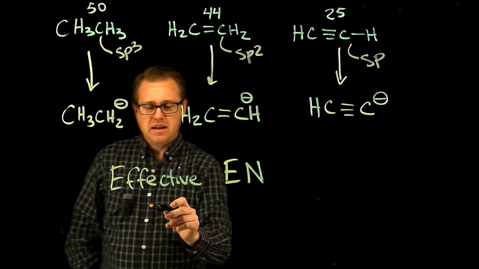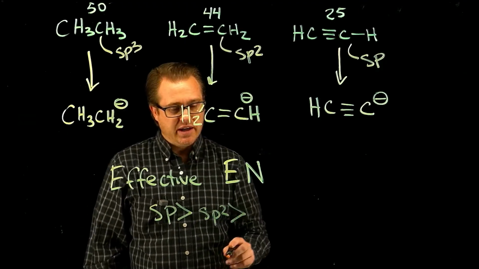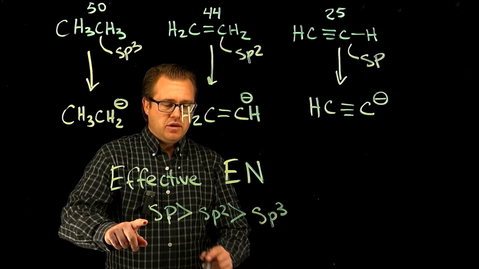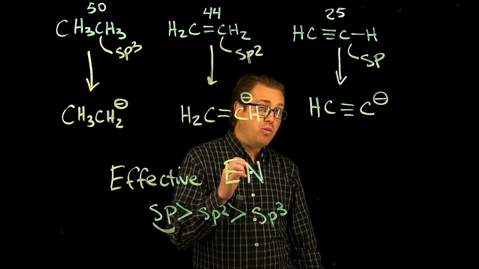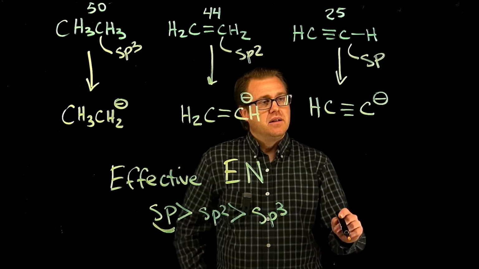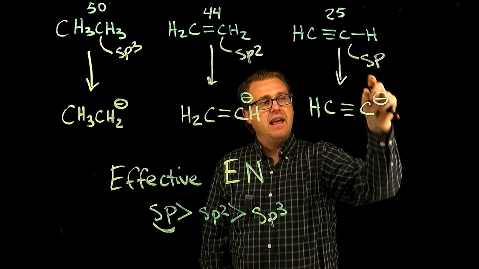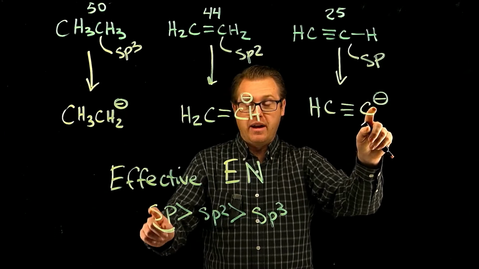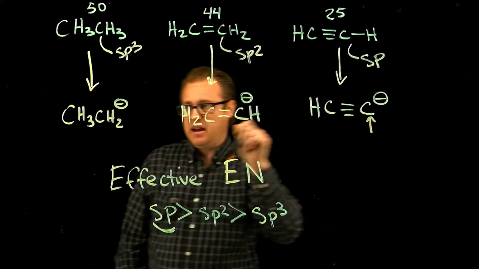What happens is the sp is more electronegative than the sp2, which is more electronegative than the sp3. So that's saying the sp is more electronegative. But we don't use that word just electronegative. We have to say effective electronegativity. And since this conjugate base came from an sp, that means this negative charge is going to be more stabilized on a more electronegative atom. So this carbon here has a greater electronegativity than that one.